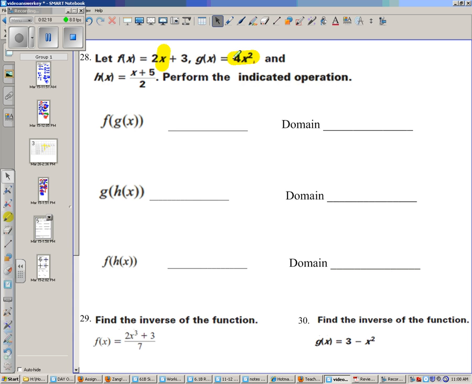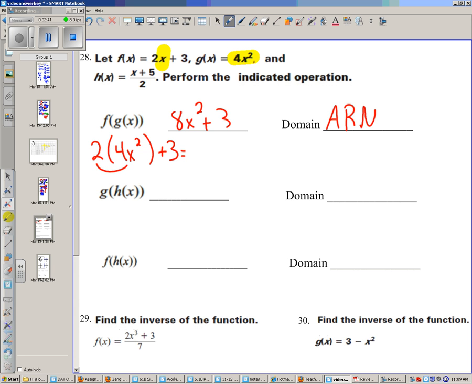So I'm going to do that first. So the 2 and the 3 is still going to be there. So there's the 2, and in for x goes 4x squared. I'm supposed to take that plus 3, and now I'm just going to clean it up. So I'm going to distribute the 2 in, and I get 8x squared plus 3. No issues with my domain, so I'm just going to write all real numbers.